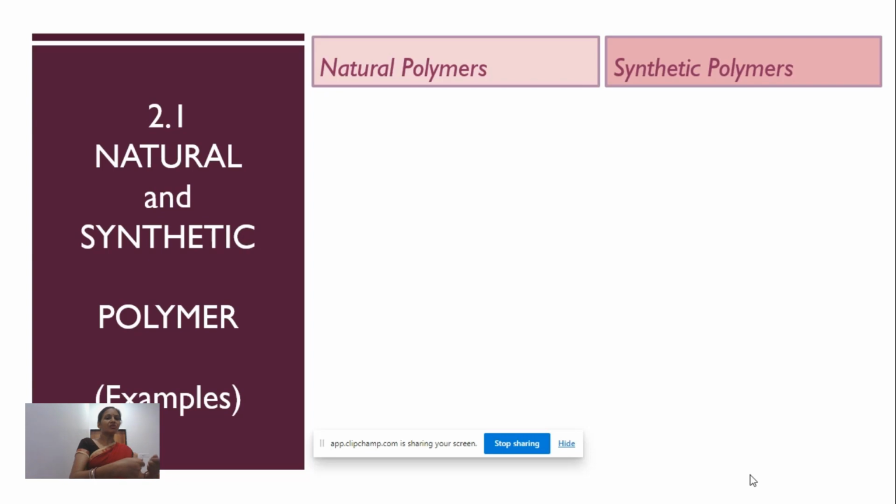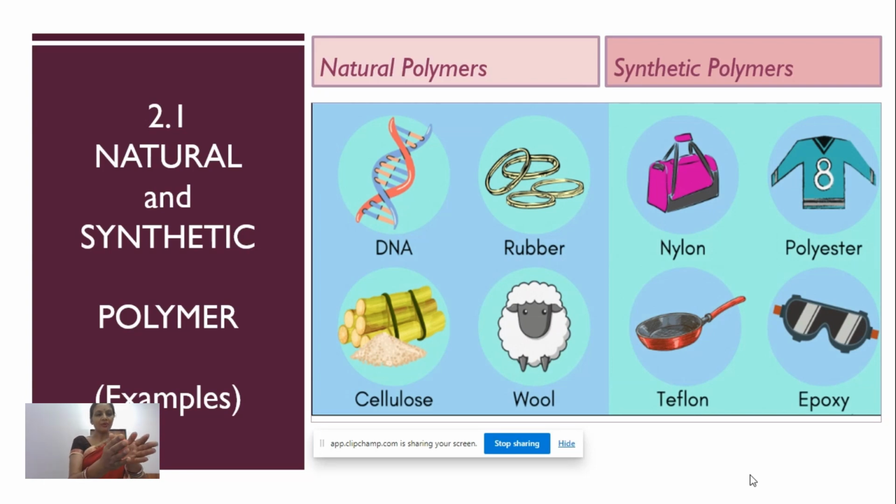So conversion of this natural rubber to vulcanized rubber, this vulcanized rubber is called a semi-synthetic polymer. Now, the difference between natural polymers and synthetic polymers. Natural polymers are obtained from nature; a synthetic polymer is a man-made polymer. A few more examples. Natural polymers, examples: DNA, rubber, cellulose, wool. Synthetic polymers: nylon, polyester, Teflon, epoxy resin, etc.